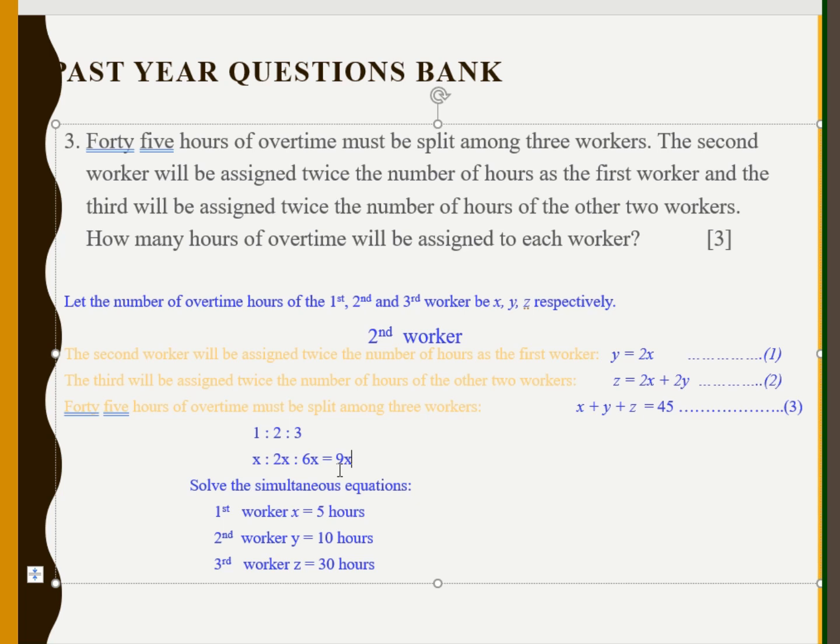We have done this before. So you take 9x divide by 45. You will see x is 5. So that's why you see x is 5 hours. This should be 10 hours. This should be 30 hours. So if you can use this way, it's faster than actually doing it using the equations.